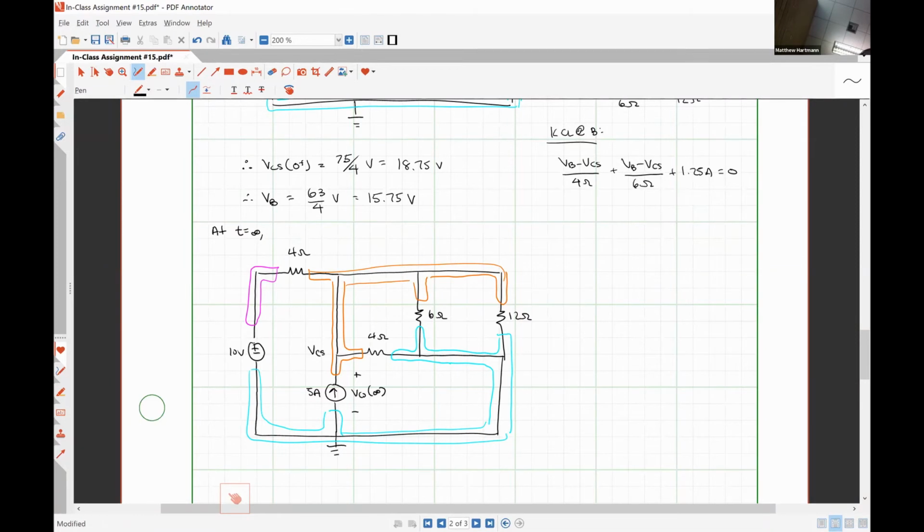So if I write my KCL equation, I'm going to have VCS minus 10 volts over 4 ohms minus 5 amps plus VCS over 4 plus VCS over 6 plus VCS over 12 ohms. And all of those are equal to 0. So I can solve. X over 4 plus X over 6 plus X over 12.